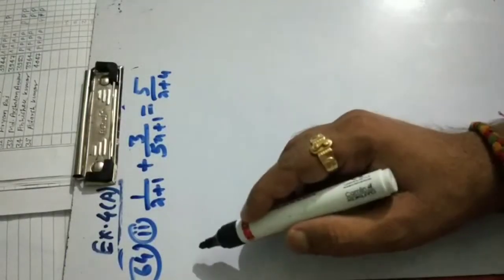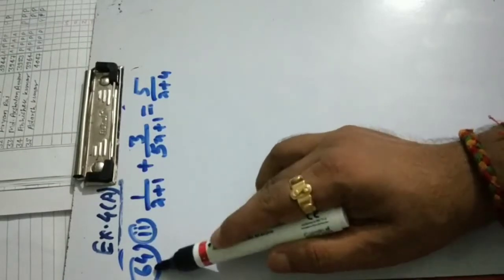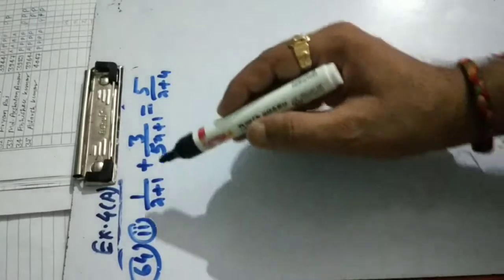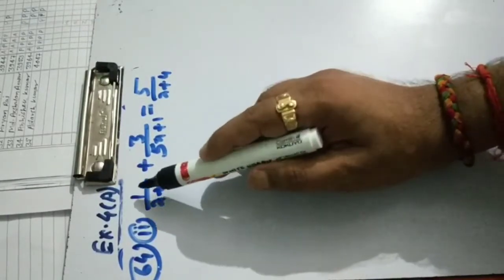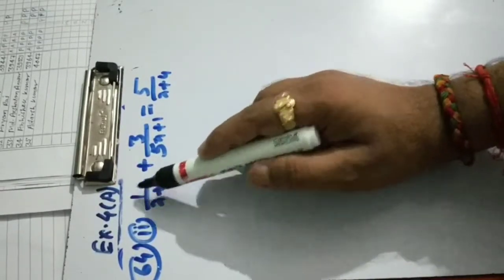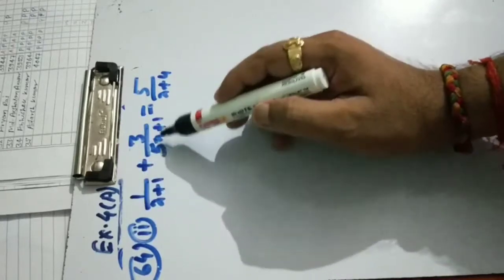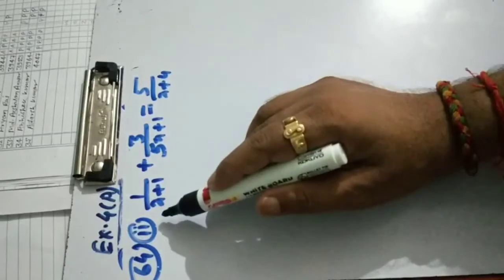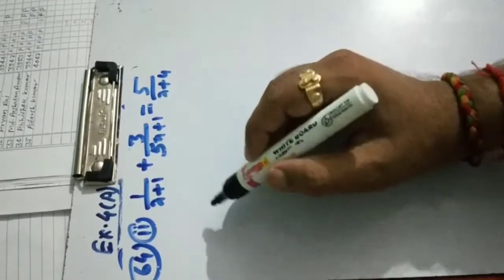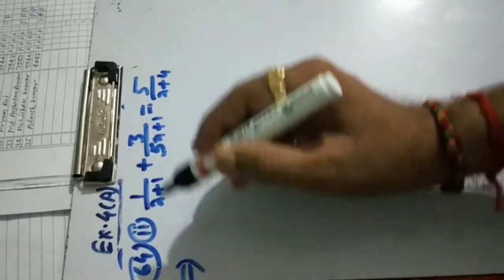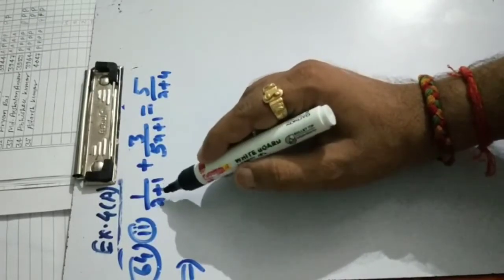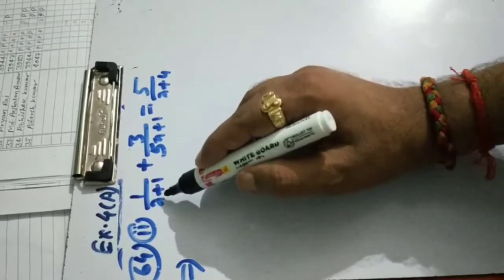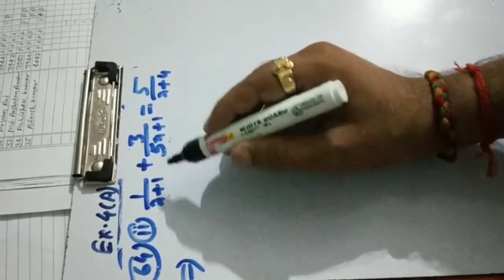Let us see the second question of question number 64. It is given that we have to solve for x. 1 upon x plus 1 plus 3 upon 5x plus 1 is equal to 5 upon x plus 4. So let us first simplify it, that is, we have to convert it into the standard form of a quadratic equation. For this we have to take the LCM of these two expressions.